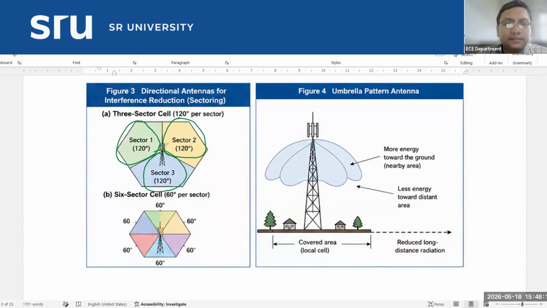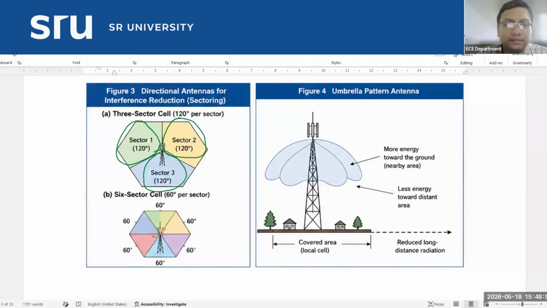So this is a hexagon. I can divide this 360-degree radiation angle into three equally spaced sectors. Each sector is covering 120 degrees of its area. So if I use three antennas, each antenna will take care of its own sector with a 120-degree beam width. This is called a three sector cell.